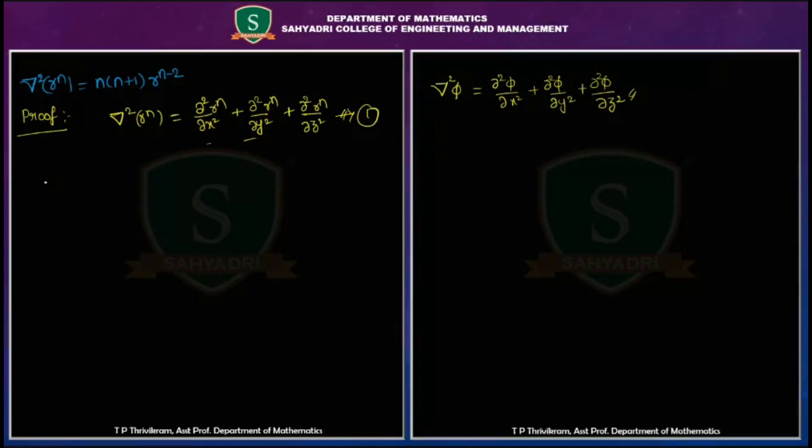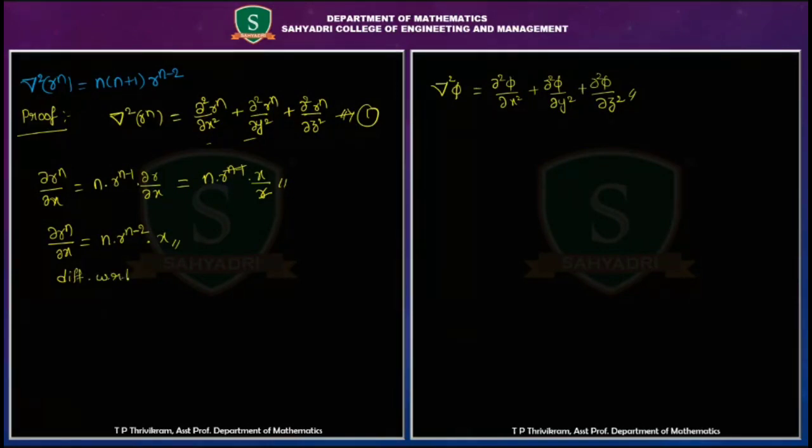First I'll find dou r power n by dou x, which is n into r power n minus 1 into dou r by dou x. This is the value of the differentiation of r power n with respect to x. Dou r by dou x value is x by r, so I have substituted it. One r gets cancelled. So dou r power n by dou x is n x into r to the power n minus 2. Now differentiate with respect to x again.